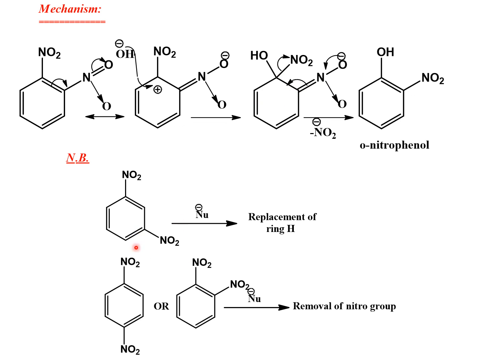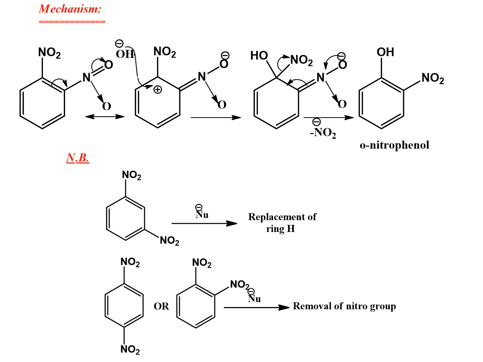Remember that if the nitro group or the halogen is in the meta position, you cannot replace it. You only replace the hydrogens in the ortho and in the para positions. However, if the nitro group or the halogen is in the ortho or in the para position, the nucleophile will replace them, and they will be released as nitride or as chloride.